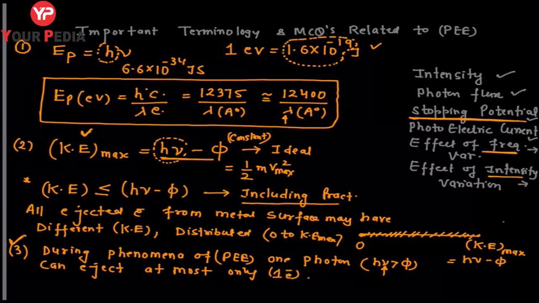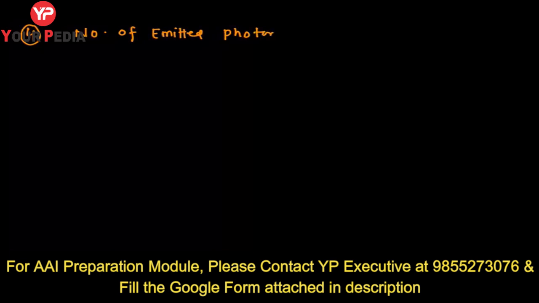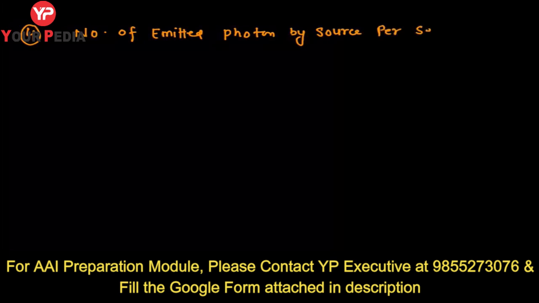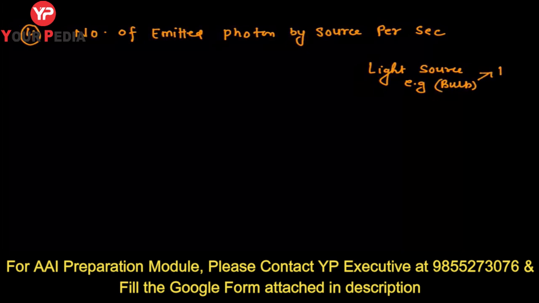Now the fourth very important conclusion you can see here: the number of emitted photons, or the number of photons emitted by a source per second. For this student, first of all we need to assume a light source. We have a light source, for example a bulb, which you all are aware of, with power P.